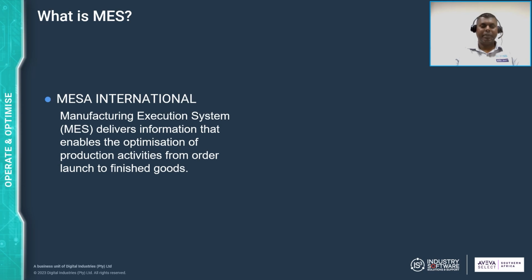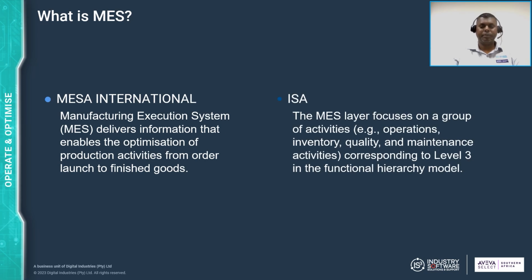What is MES? In terms of the MESA International, or Manufacturing Enterprise Solutions Association International, Manufacturing Execution System delivers information that enables optimization of production activities from order launch to finished goods. In terms of the ISA model or framework, the MES layer focuses on a group of activities such as operations, inventory, quality, and maintenance activities, which correspond to level 3 in the functional hierarchy model.